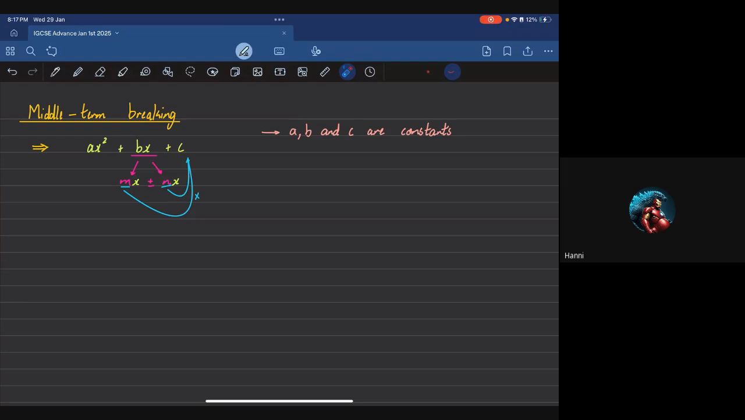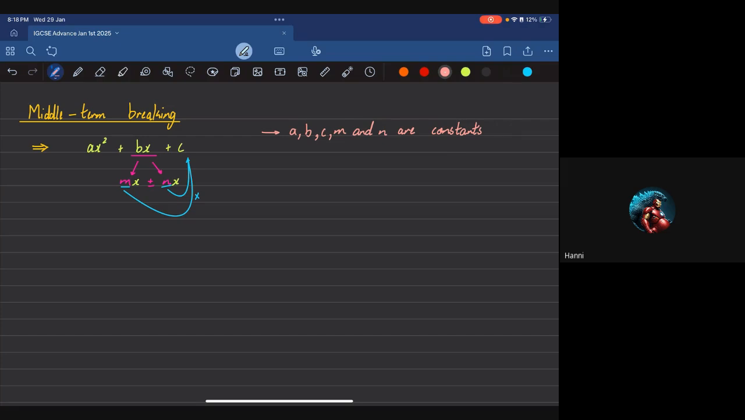But there is one major property that you need to know. Like there's a prerequisite that you need to know. And also m and n are constants as well.